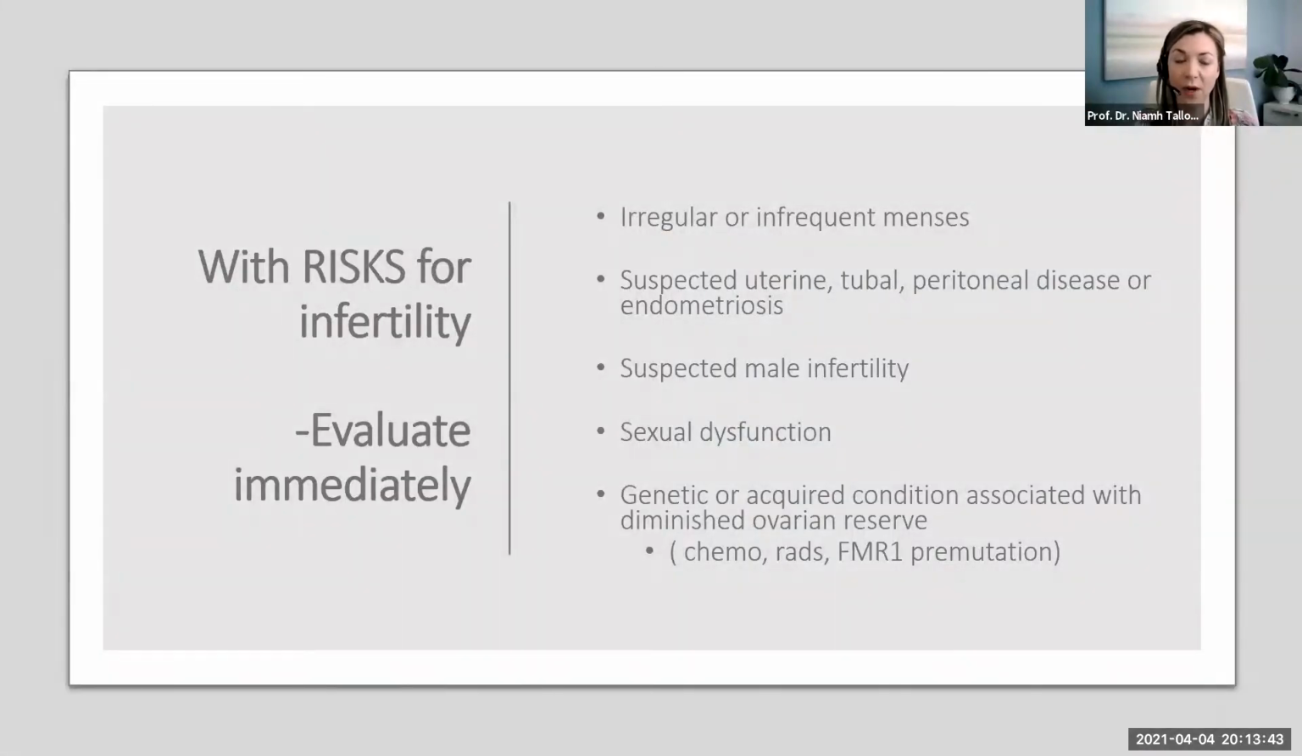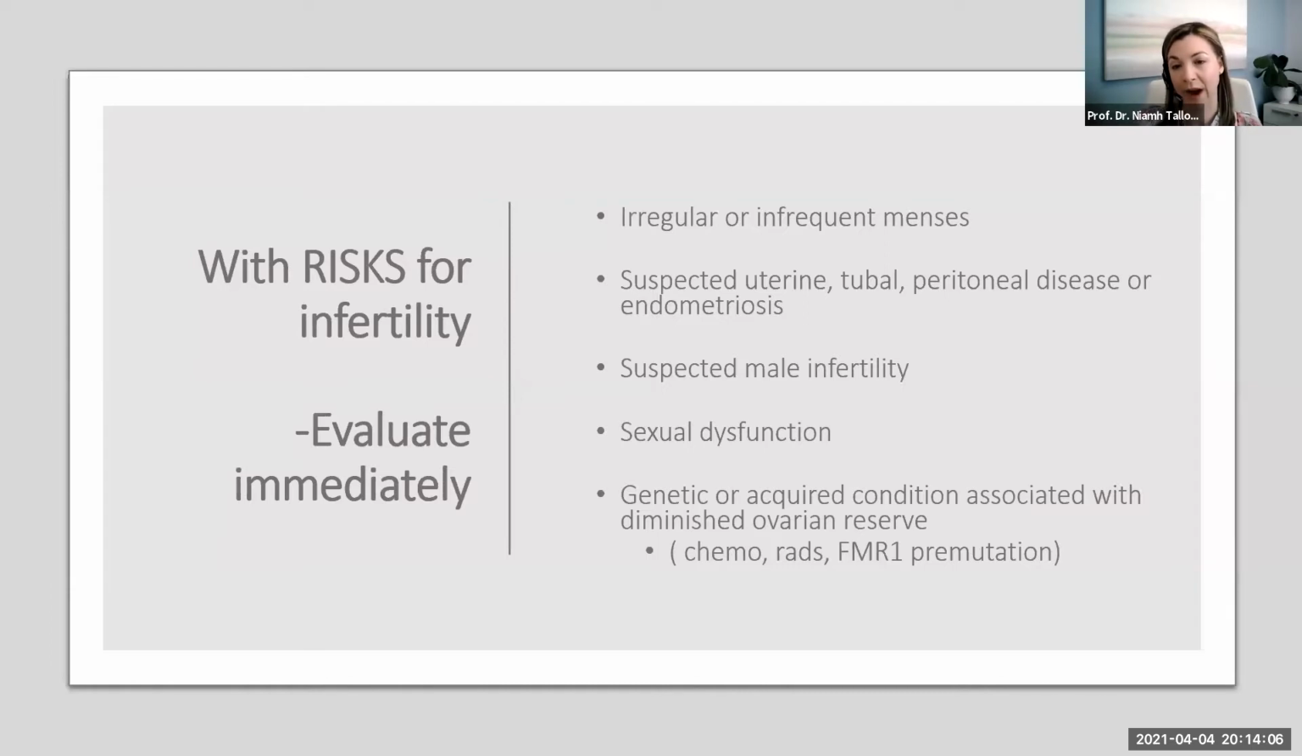Now, if someone right off the bat presents with risks for infertility, you may not want to guide them to have a full 12 months under the age of 35. Examples would be patients who have irregular cycles or infrequent menses. You're just wasting their time. These patients should be evaluated right away.